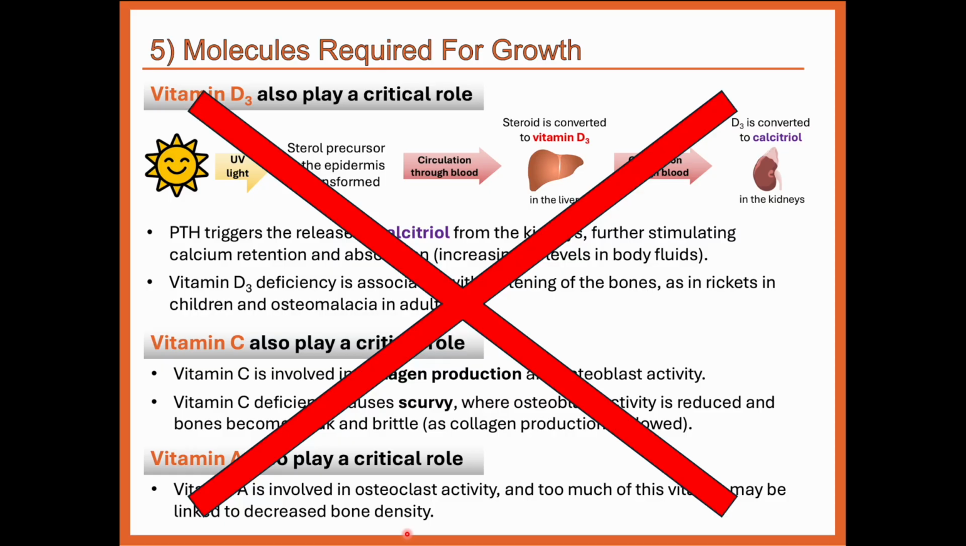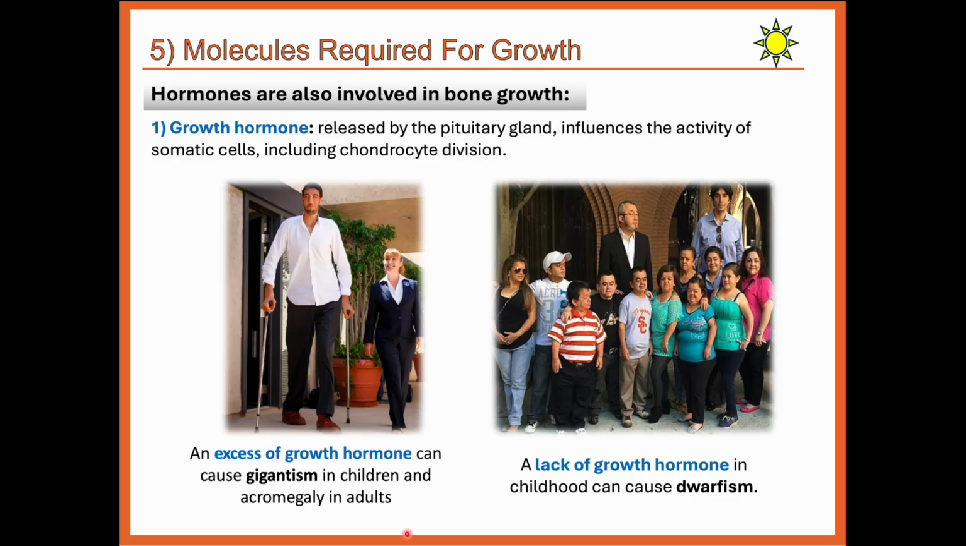These vitamins are crucial, so you need to have them. Hormones, this is what I need us to know. There are different hormones that are involved in bone growth. There's growth hormone released by the pituitary gland. This influences the activity of somatic cells, including chondrocyte division. So basically, growth hormone makes different parts of the body grow, and therefore that is an important hormone in bone development. That's all I need you to know.